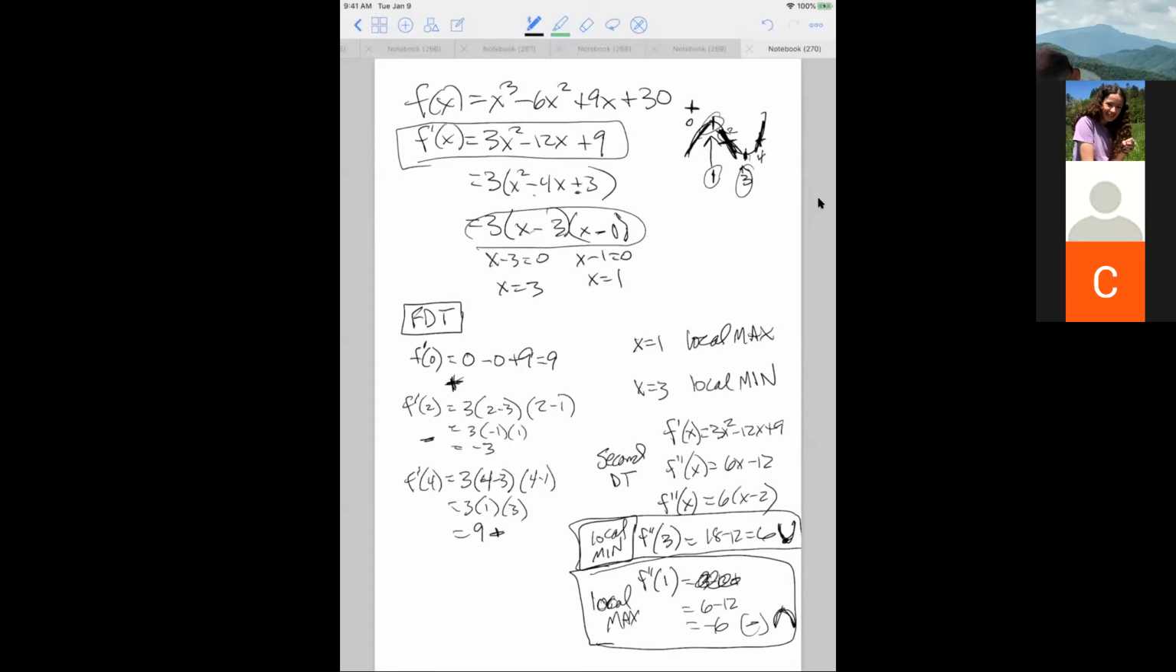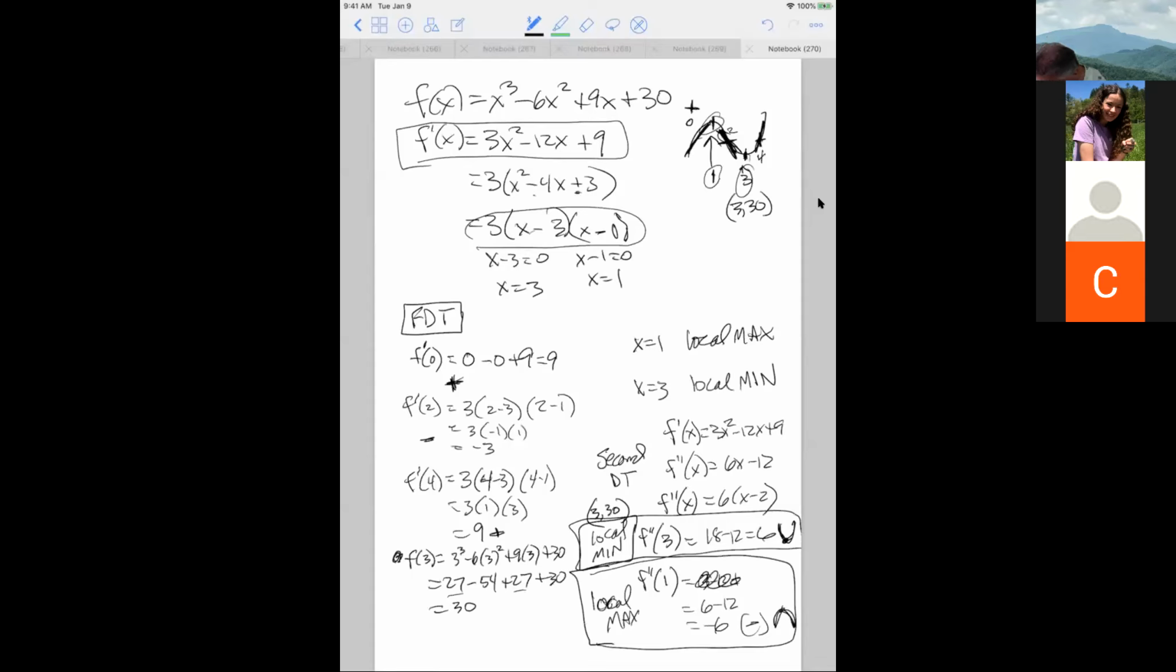So the answer would be, at x equals 3, if I wanted to know the y value, I've got to plug it back into the original function. F of 3 is equal to 3 cubed minus 6 times 3 squared plus 9 times 3 plus 30 equals 27 minus 6 times 9 is 54 plus 27 plus 30. Notice what happened here. 27 minus 54 plus 27 is 0. That equals 30. So f of 3 is 30. So we got a local min at (3, 30).